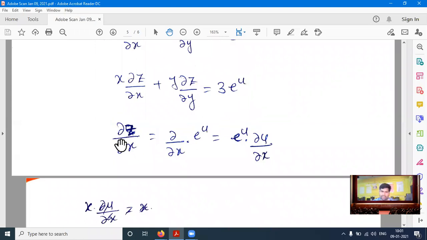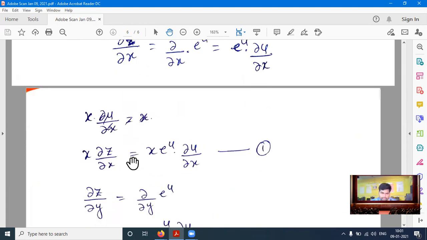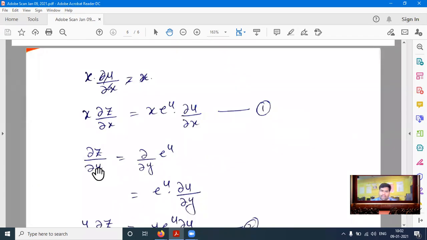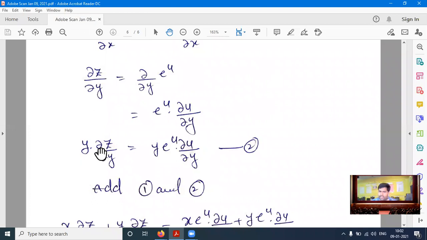So dou z by dou x, we are finding dou z by dou x. Dou z by dou x is equal to dou by dou x of e to the power u. So that is e to the power of u, differentiation is e to the power of u only, into dou u by dou x. So again multiply with x: x into dou z by dou x is equal to x into e to the power of u into dou u by dou x. This is equation number 1. Next, dou z by dou y is equal to e to the power of u into dou u by dou y. Multiply with y: y into dou z by dou y is equal to y into e to the power of u into dou u by dou y. This is equation number 2.